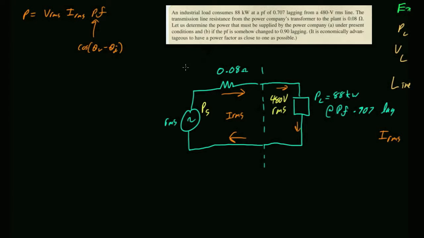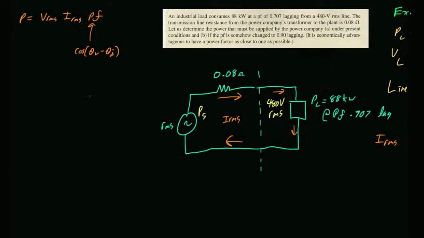So I can work this problem backwards to figure out my current. If I work it backwards, my current is going to be the power at the load divided by VRMS times the power factor. Okay, so let's sub in some numbers. 88 kilowatts divided by 480 volts divided by 0.707. Woo, that's a big number. Somebody verify.